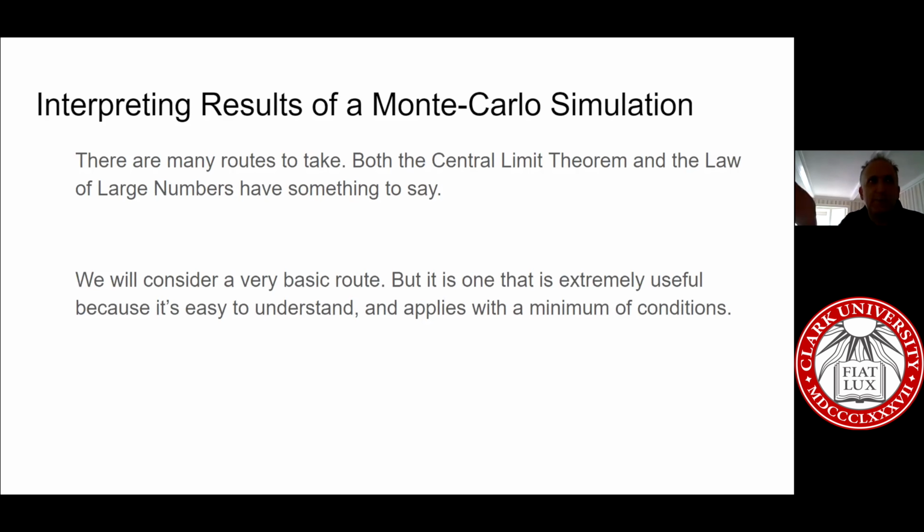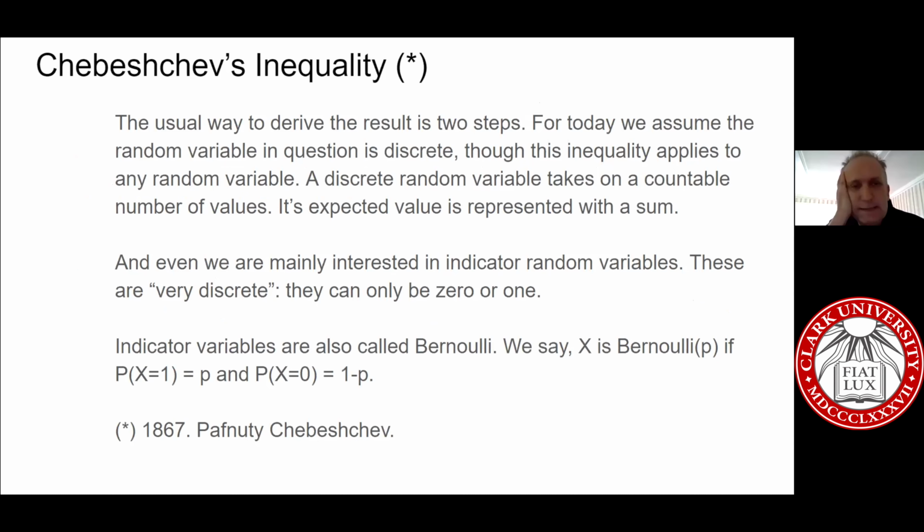It came about in the 1860s by the Russian monster of a mathematician, Chebyshev. He had this proof. The usual way we see this inequality now is, I'm jumping ahead.